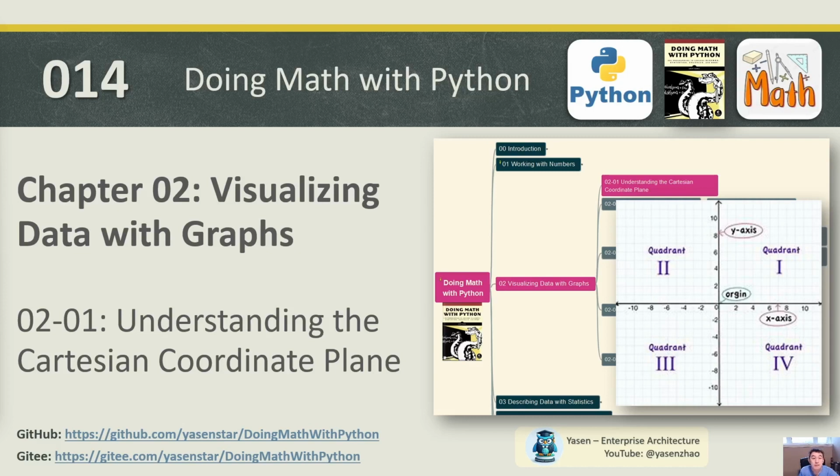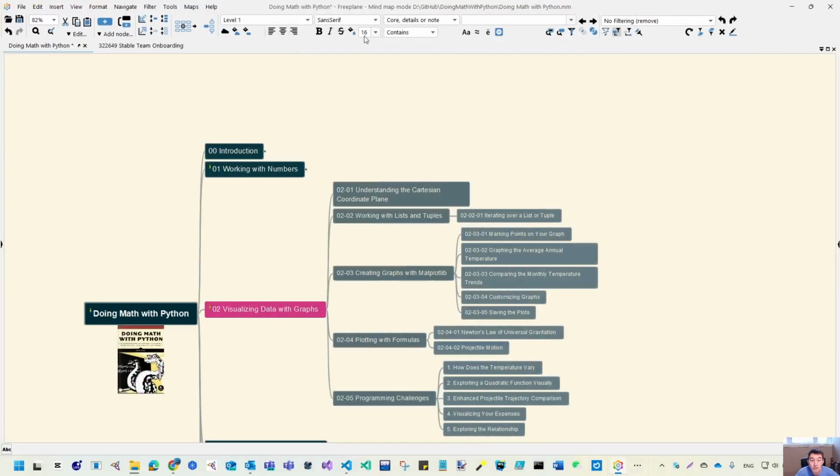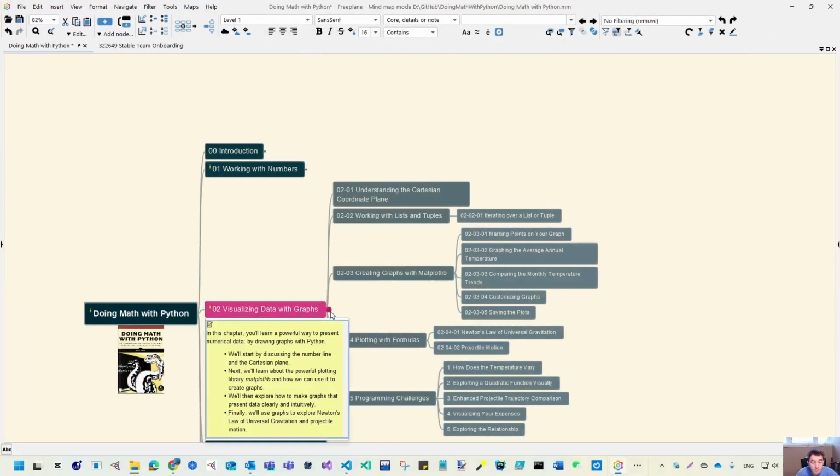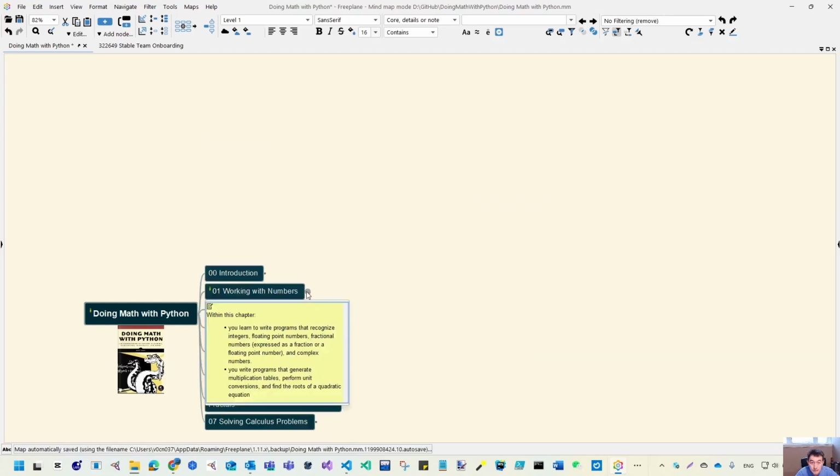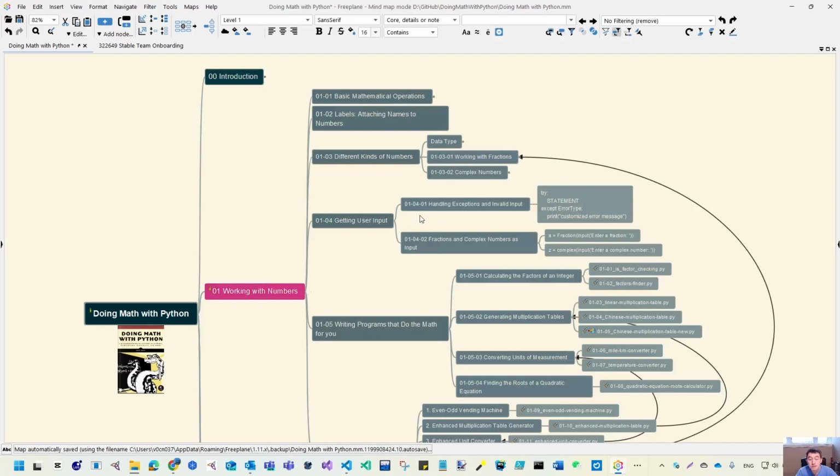So in this video we move to the second chapter, starting from understanding the Cartesian Coordinate Plane, which I put here. It's our two-dimensional plane. Before we go into that, let's look at the mind map, where I want to update you on what I have applied to the repository. This is our second chapter, and let's mention something we have already put into the first chapter.